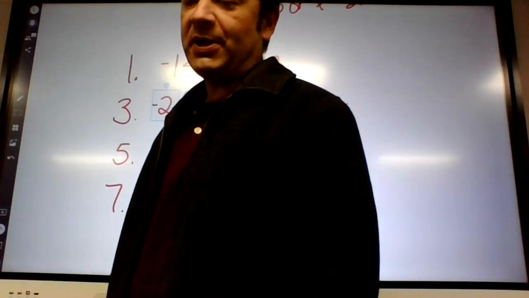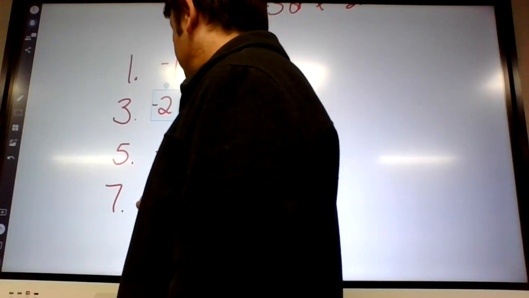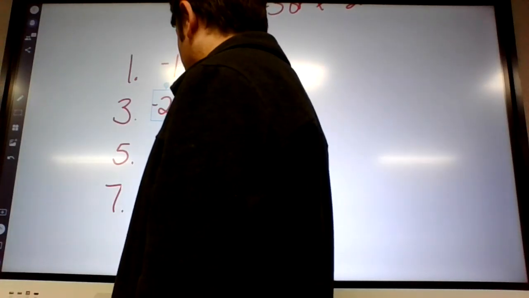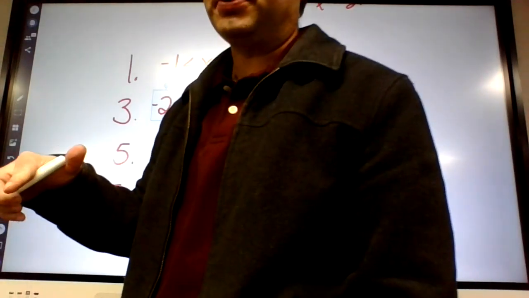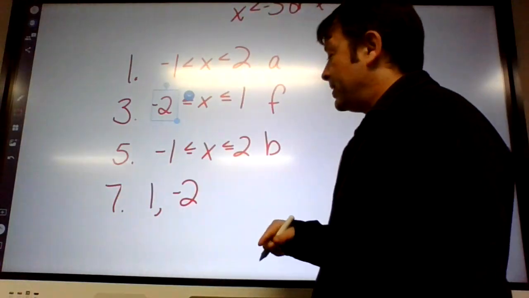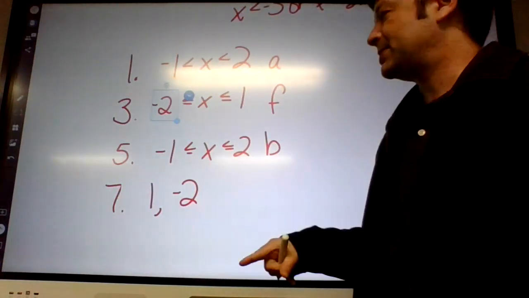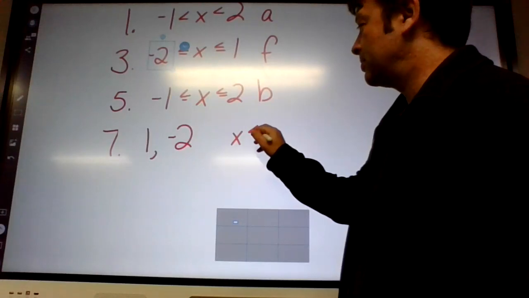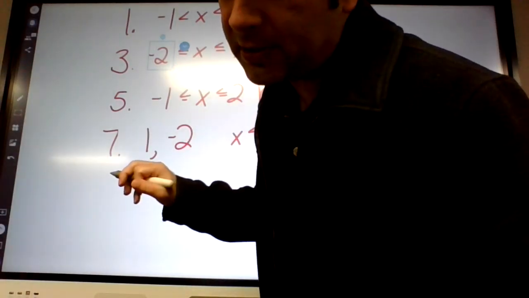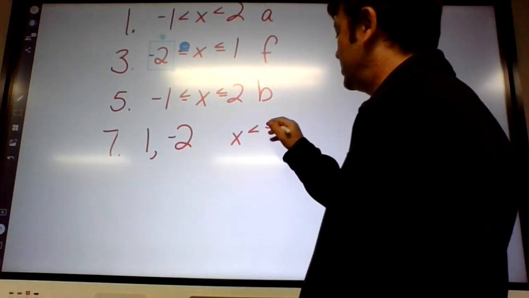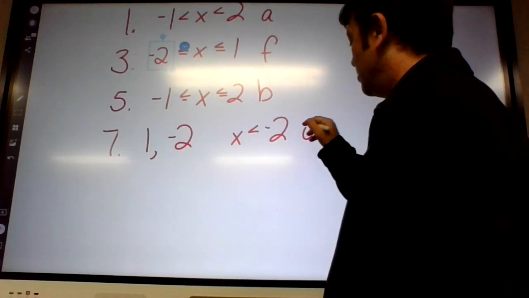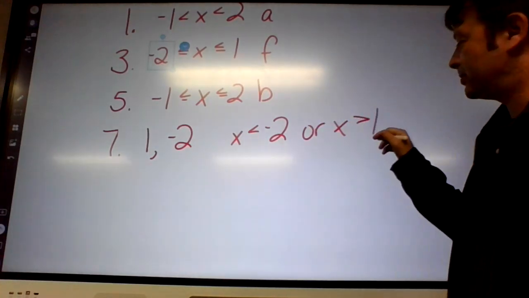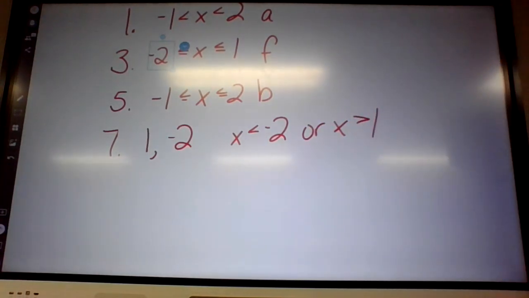Okay, number 7 is a greater than. So the two zeros are 1 and negative 2, the two x values that make it equal 0. But if it's greater than, how does this set up? Is it less than or less than or equal to? It's smaller than the small one or bigger than the bigger one. Again, it sounds like we're right.